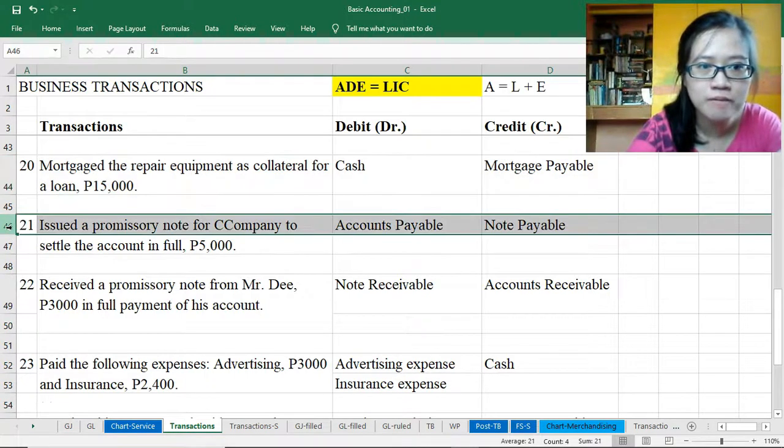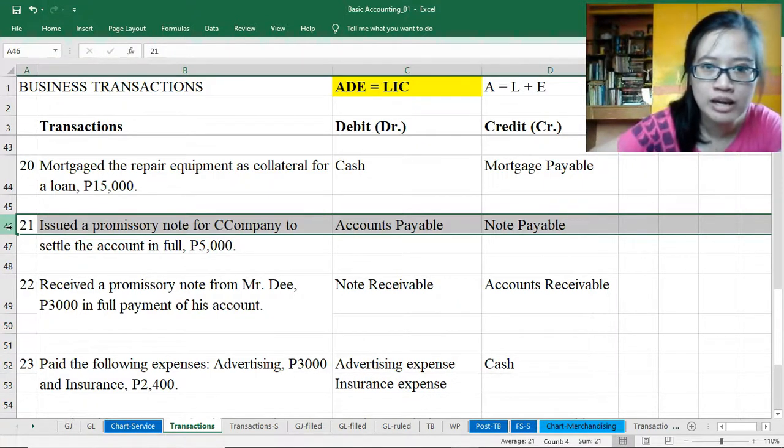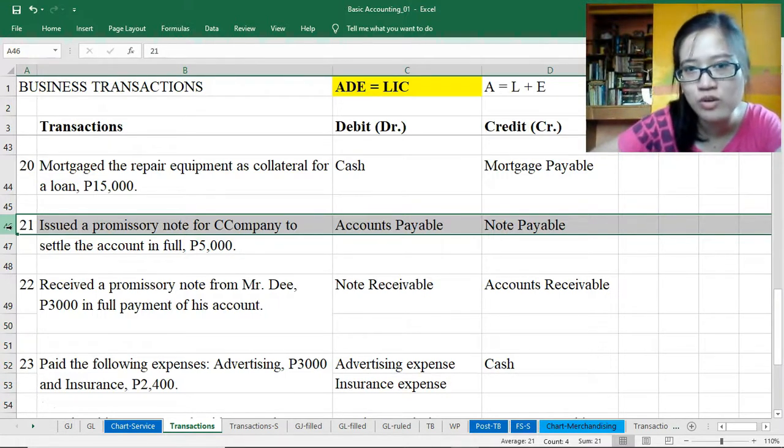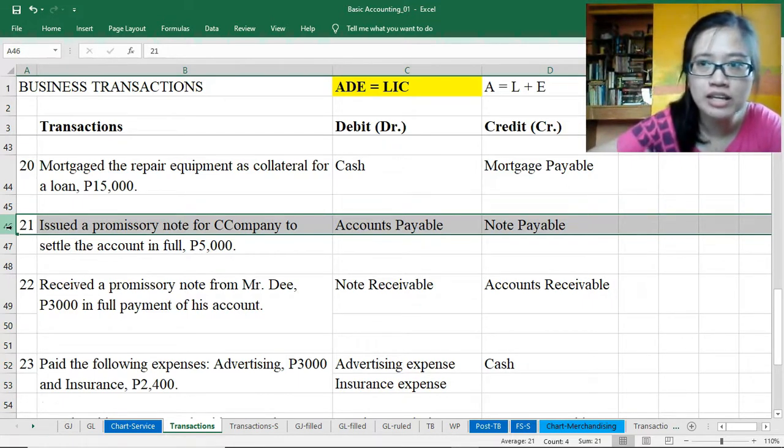Next, we have Transaction 21, issued a promissory note for C company to settle the account in full, 5,000. After some time, the company wasn't able to pay C company. It was accounts payable before, and since it took long and currently the company has no means or plan to pay for some reason, what happened? It issued a promissory note to replace the accounts payable. So it's just a transfer of account from accounts payable to note payable.